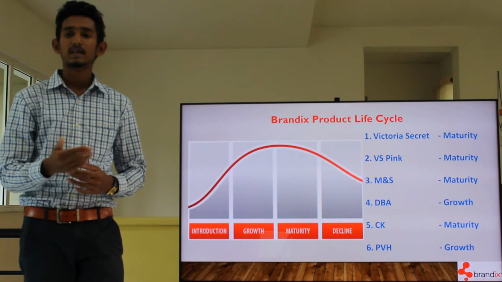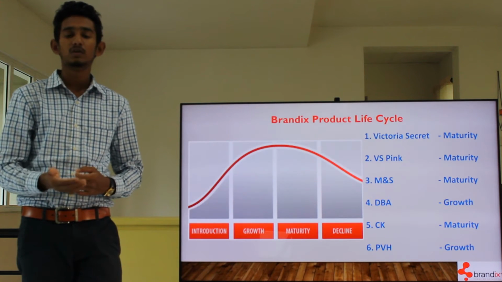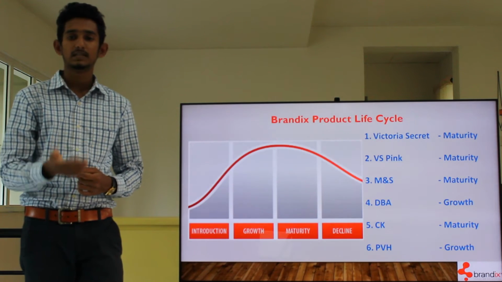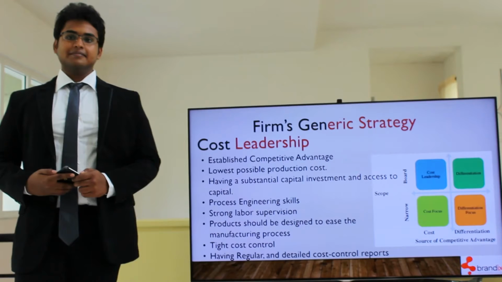The other methods that Brandix will focus on to remain in the same maturity stage is to grow the woven pants business for both CK and heritage brands. Now I'll be handing over the presentation to David.